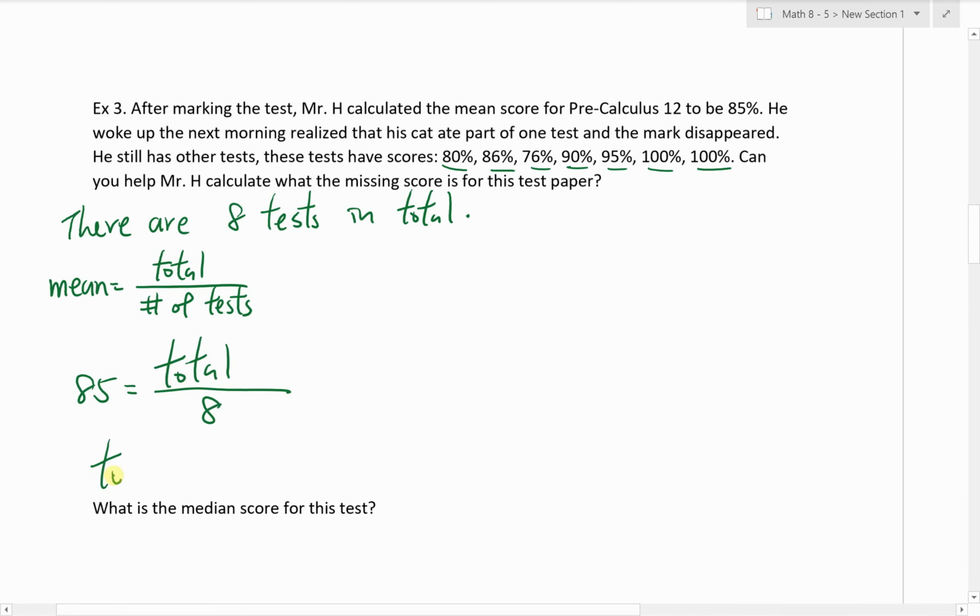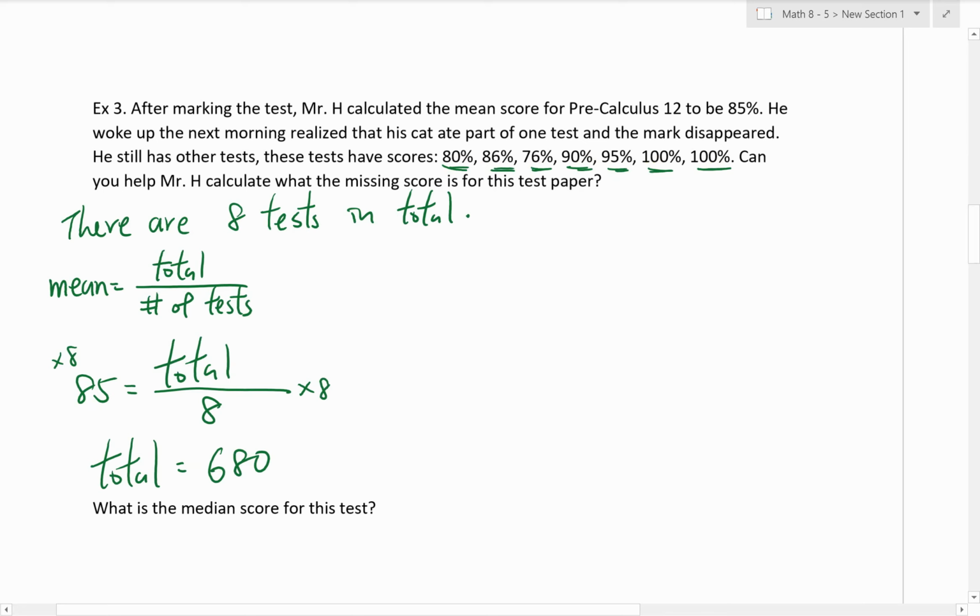Okay, so hopefully you remember how to solve this equation here. To solve for total, remember that's total divided by 8. So to undo division by 8, you have to multiply by 8 here, multiply by 8 here. So 85 times 8, I believe, is 680. So the total score is equal to 680 marks, I suppose, okay? 680.